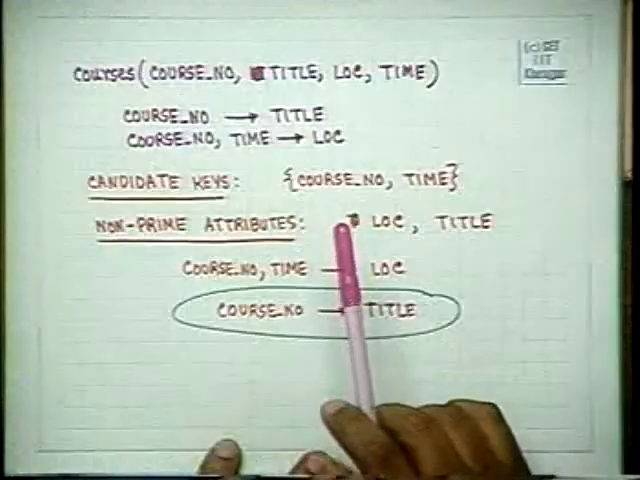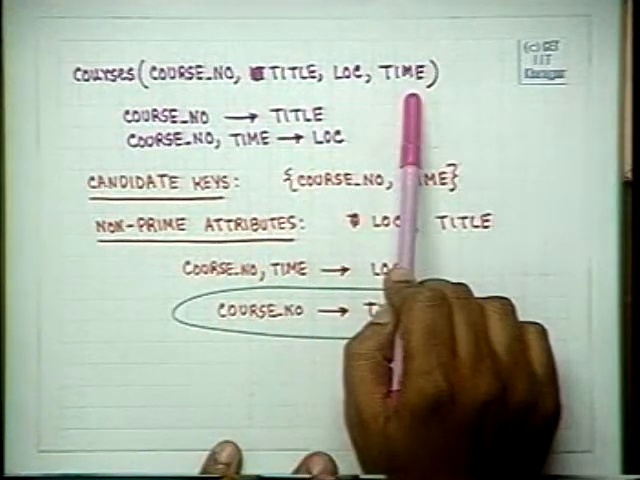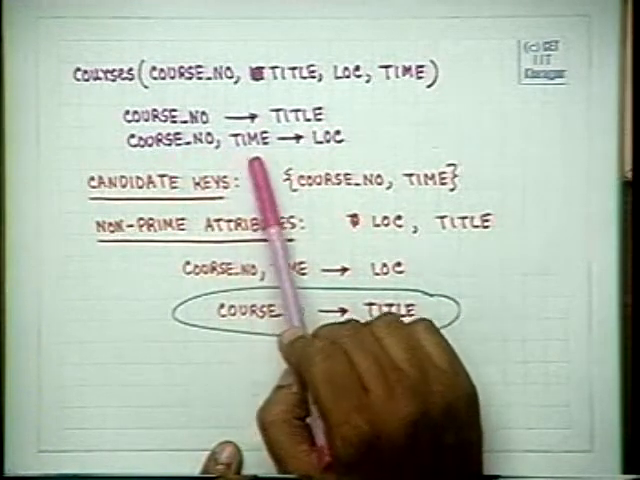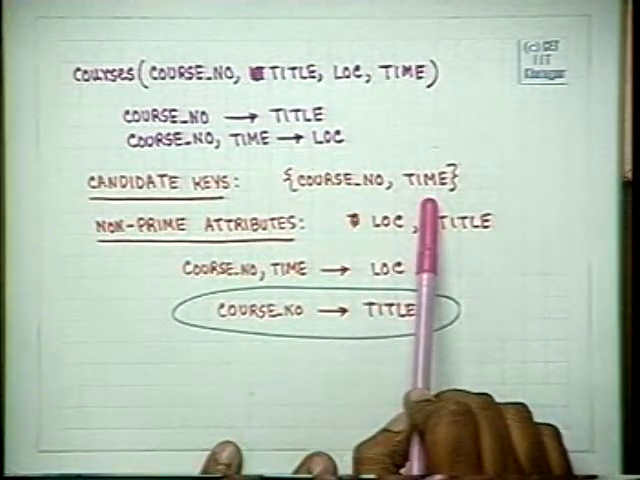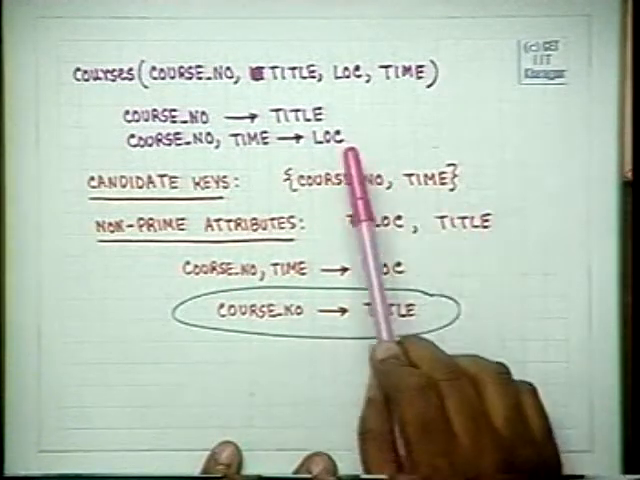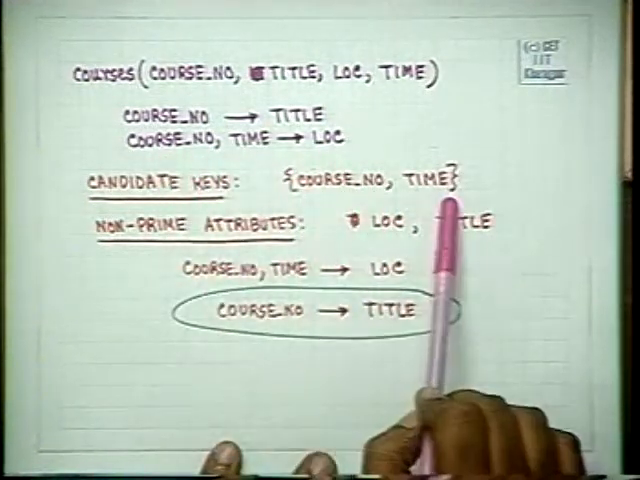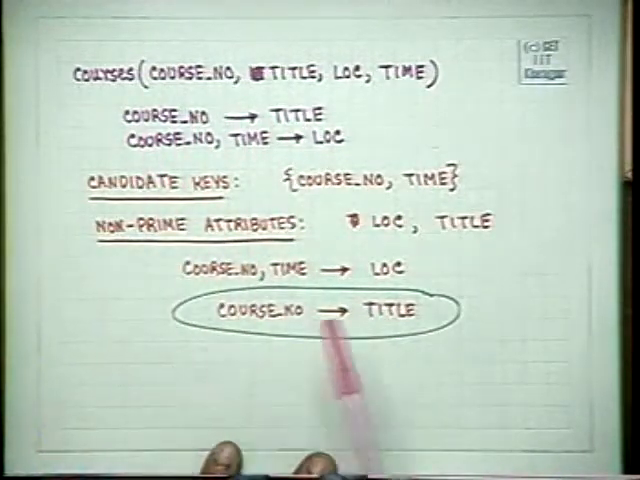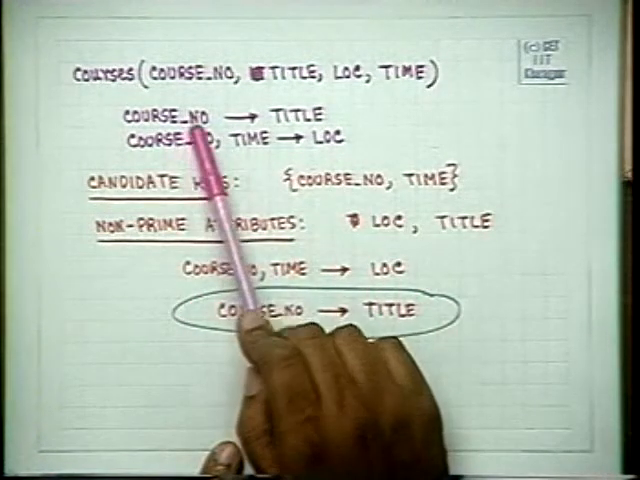On the other hand, we came to another example with courses: course number, title, location and time. We found course number gives title, and course number and time gives location. These are the two functional dependencies. There is only one candidate key. There are two non-prime attributes, location and title, of which location is fully functionally dependent on the candidate key, whereas title is not fully functionally dependent because course number itself gives title. Therefore, this is not in second normal form, and therefore we have found that second normal form tries to identify redundant elements.